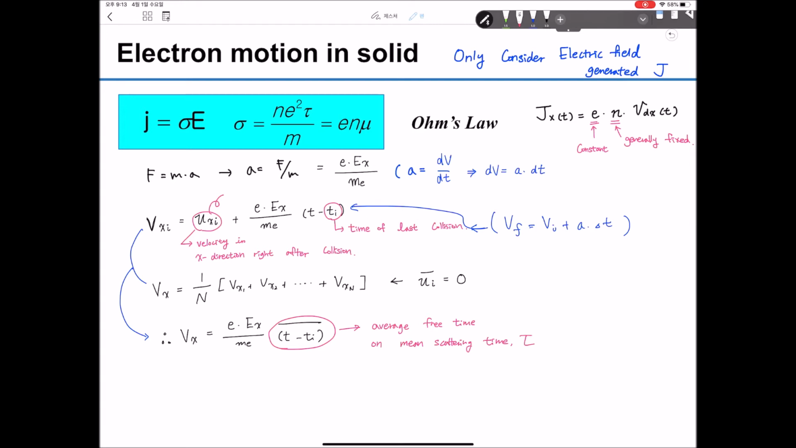If this is a bit hard to follow, please pause the lecture here, write this down by yourself, and try to digest as much as you can. Okay, if you simplify this, what you get is e times tau over me times Ex. And this is the velocity of the electron along the x direction due to the applied electric field.